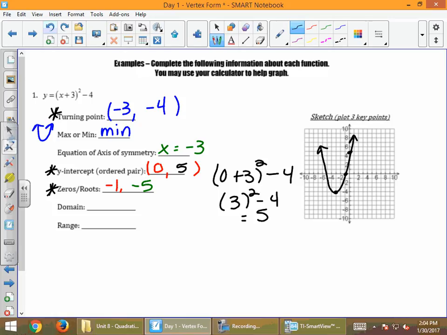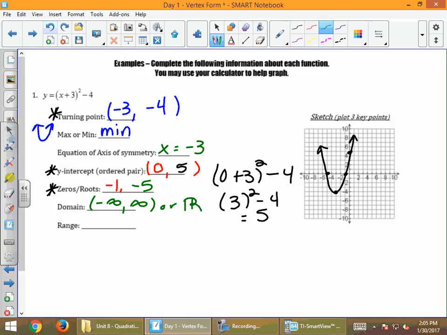On the domain, if we look, it's slowly going to get wider and wider. So eventually, very slowly, it's going to hit every single x value. So does anyone remember what we call our domain when we hit every single x value? You can write it in interval notation, which is -infinity to +infinity, or all real numbers.